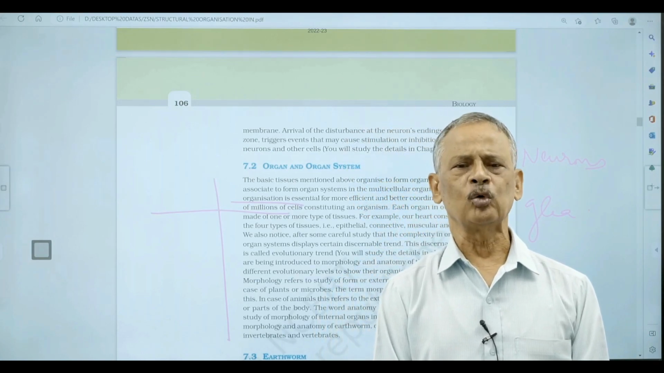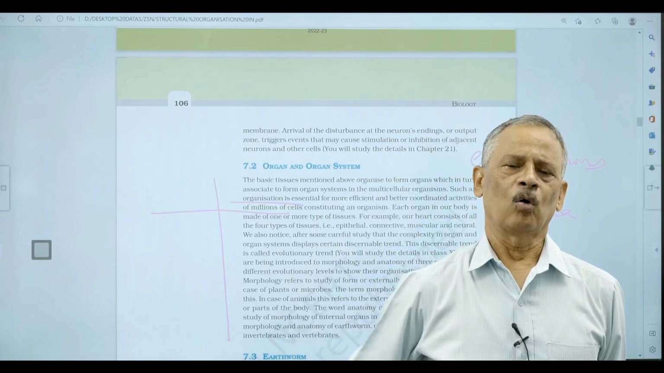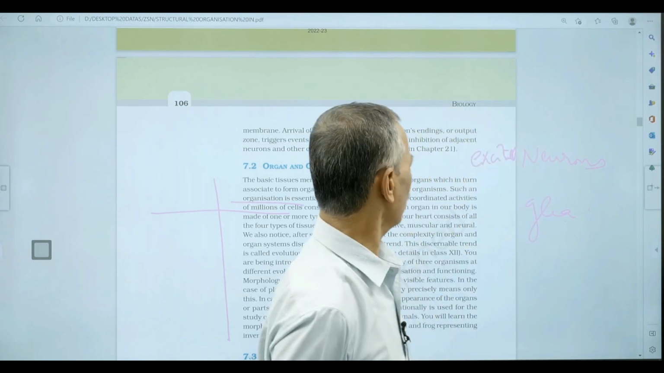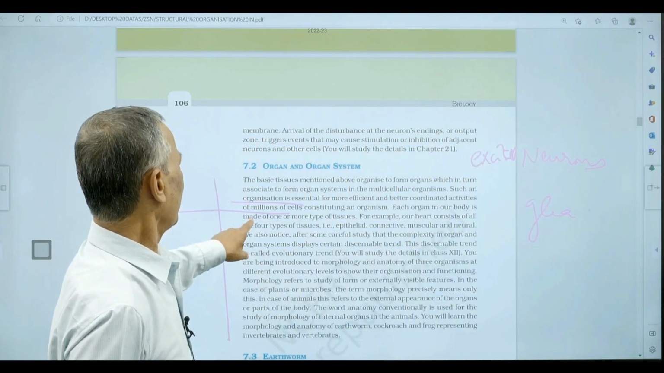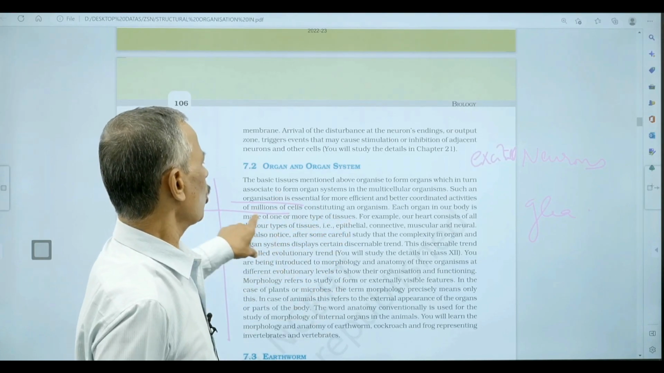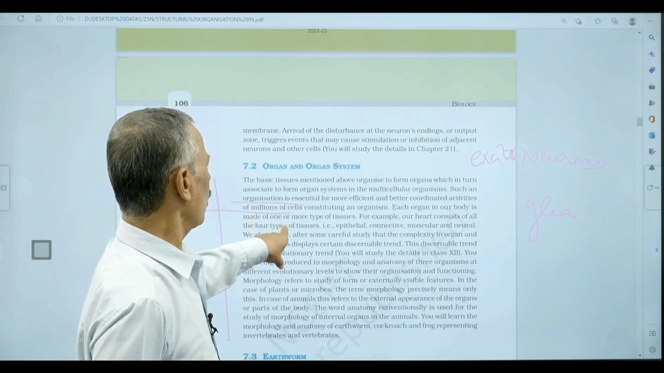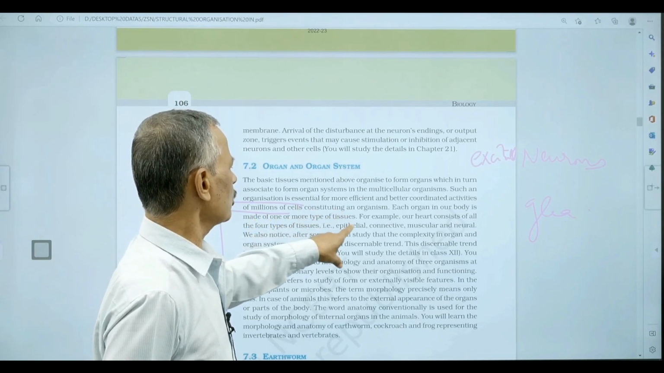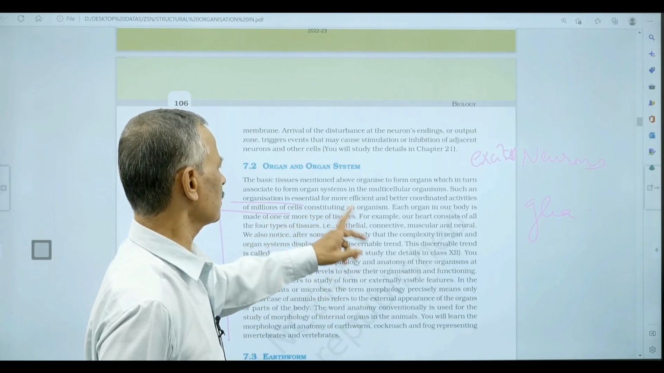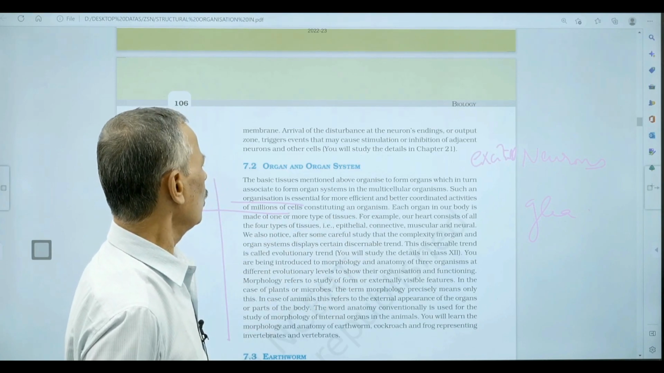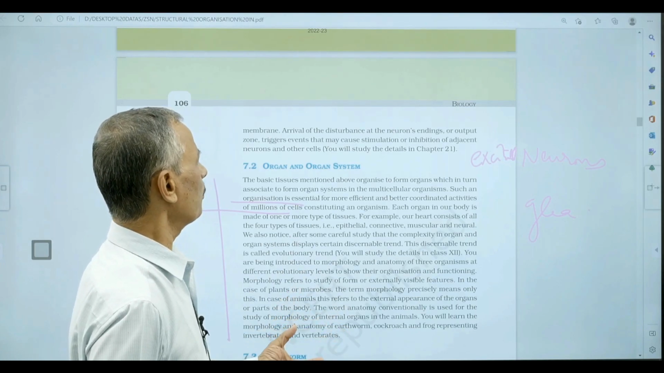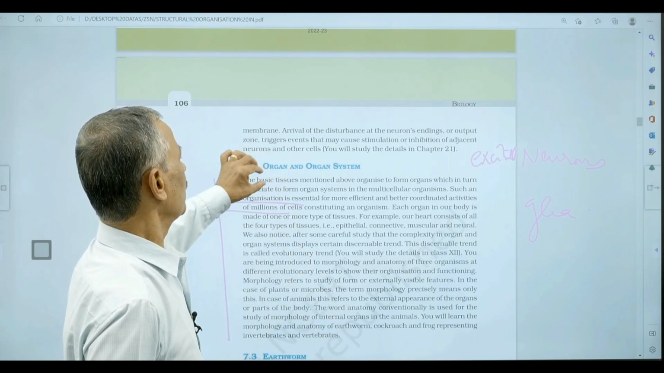Now, we pass on to higher organizations. These 4 different types of tissues are again organized to form either organs or organ systems. Each organ in our body is made up of 2 or more types of tissues. For example, our heart consists of 4 types of tissues: epithelial, connective, muscular, and neural. So, we are having 2 or more tissues going up for making an organ.